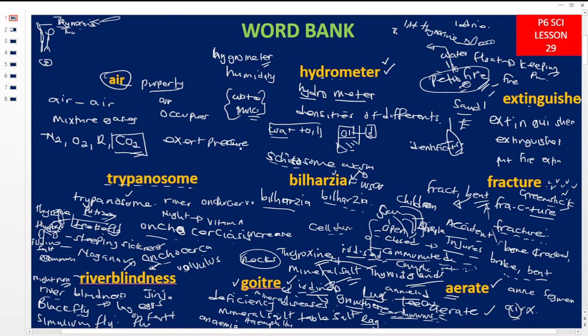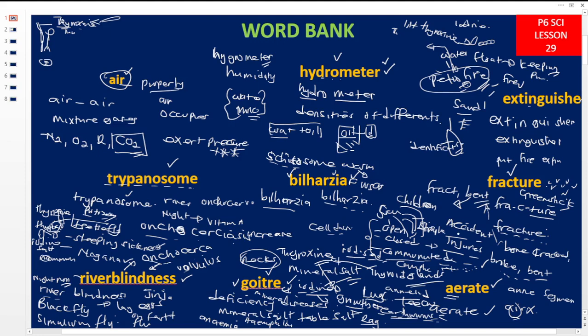My dear learner, are we still together? Thank you for paying attention. Now let us read these words one more time. I think you've written them down in your book as usual. This one is air, this is trypanosome, then we have river blindness, goiter, bilharzia, hydrometer, extinguisher, though R is missing, we have fracture, and aerate. So that has been our word bank for this lesson number 29.